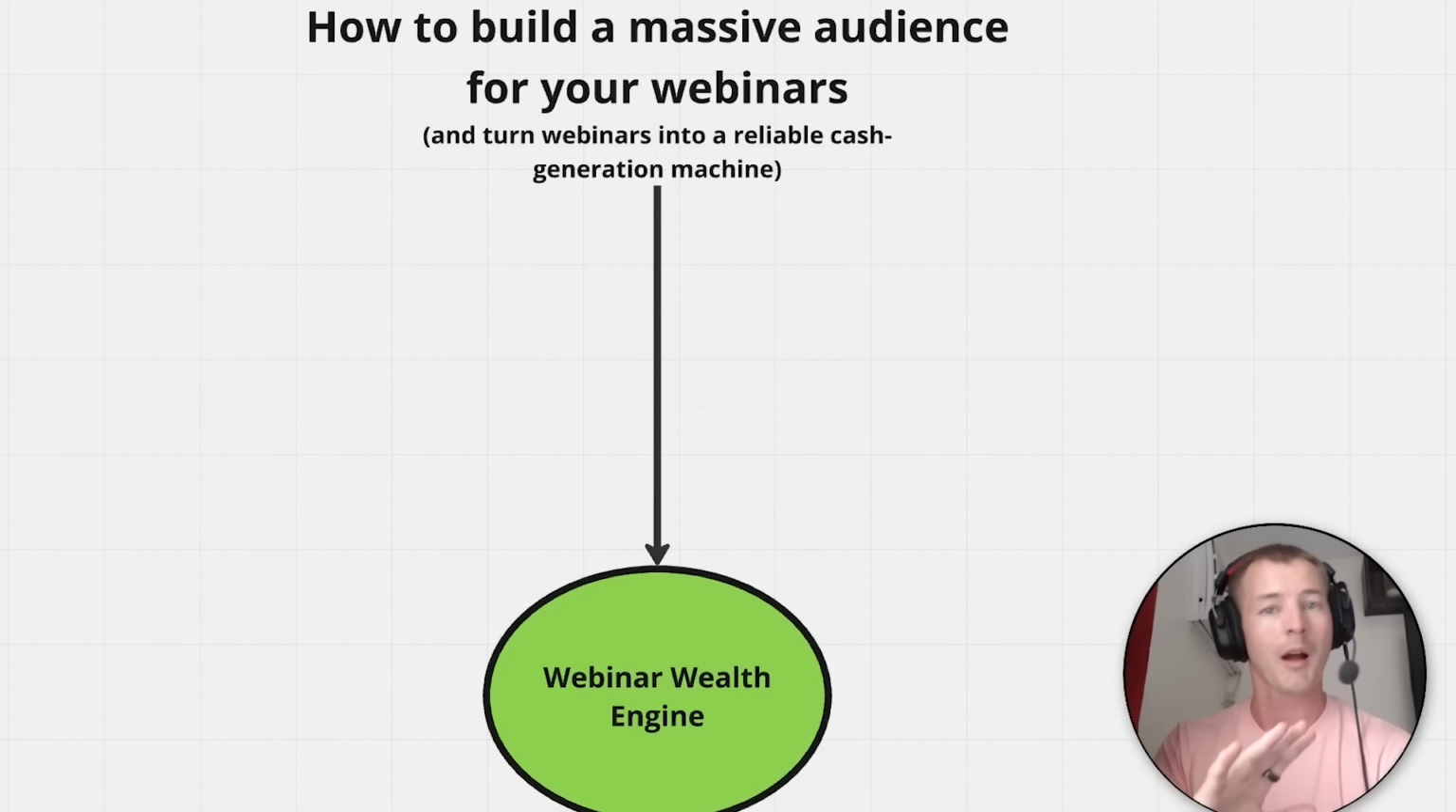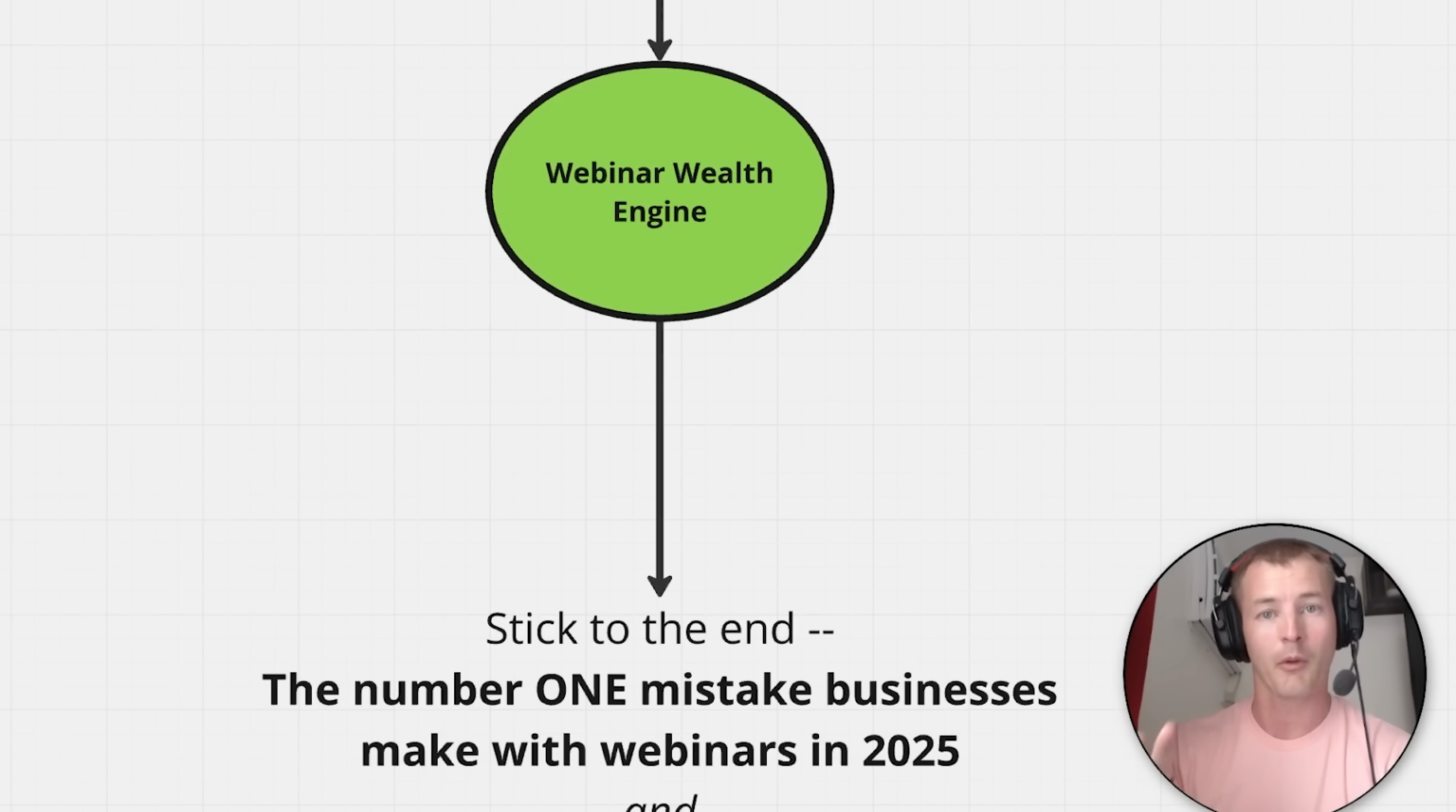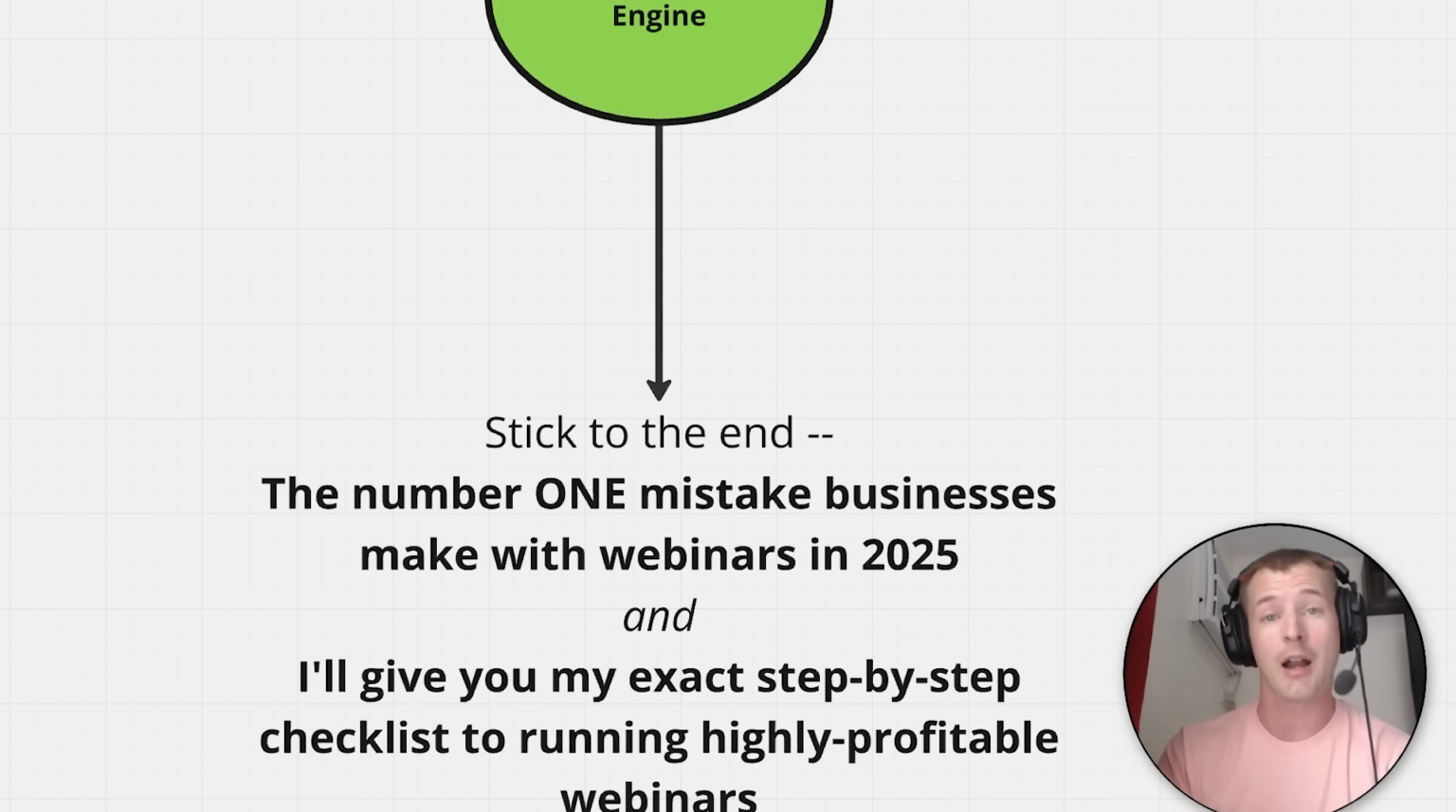And just real quick, stay to the end of the video. I'm going to share with you the number one mistake I see a lot of business owners making with webinars. I want you to be able to avoid it. And I'm also going to give you my exact step-by-step checklist for running highly profitable webinars. This is more just like the technical side of things, like what software you need, what stuff you need to integrate. This is a checklist that I literally use for every webinar that I set up for the businesses that I work with. I update it all the time.